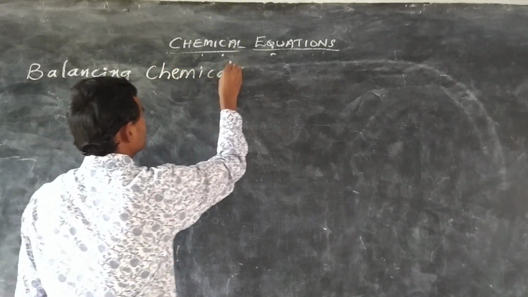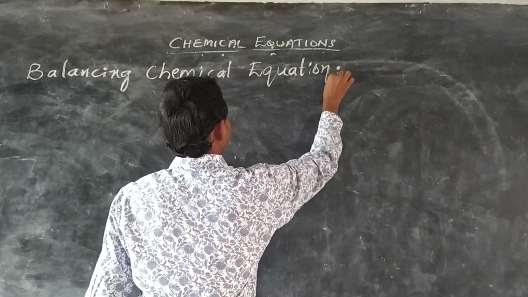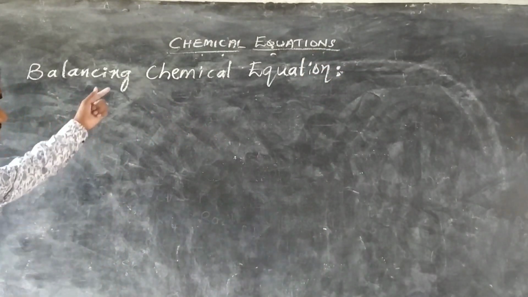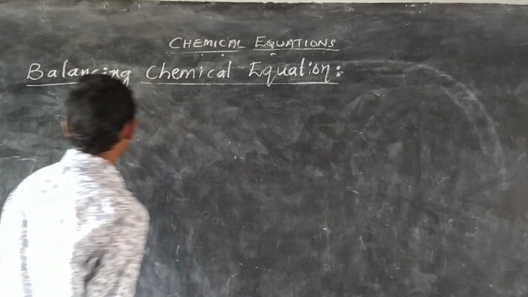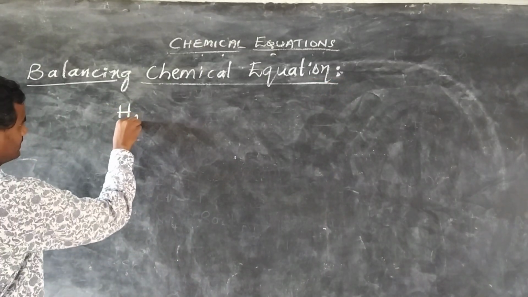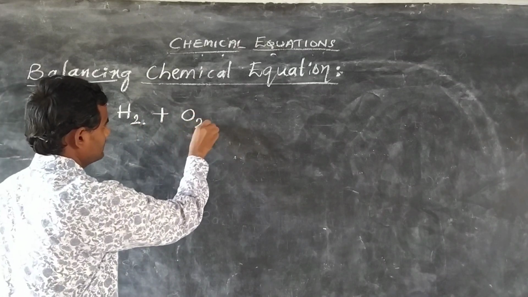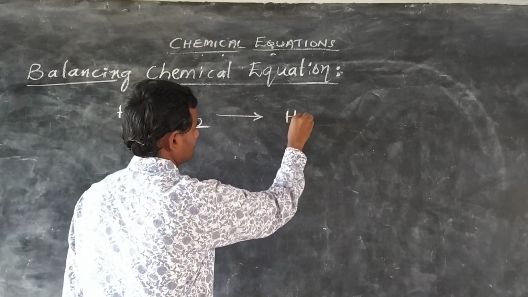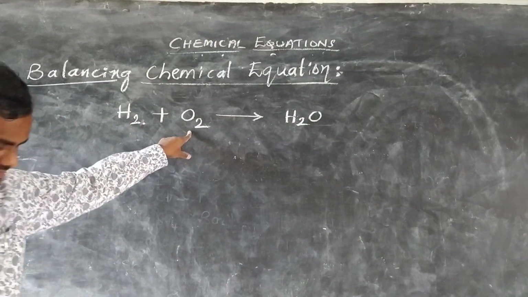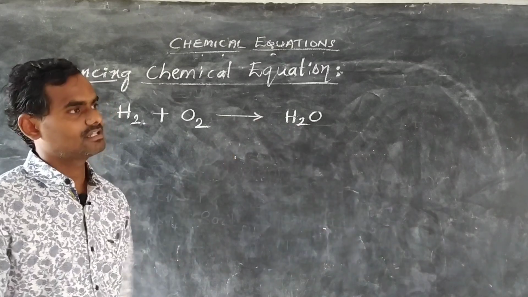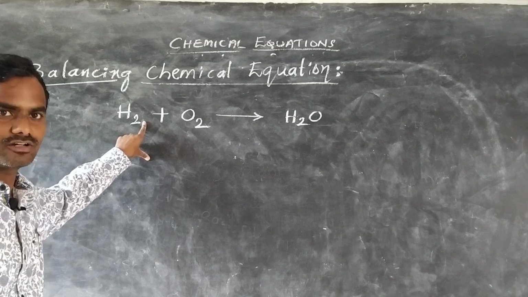Balancing chemical equations. We will take one example. When hydrogen reacts with oxygen, it forms water. This is the reaction. So first we have to find out whether it is balanced or not.